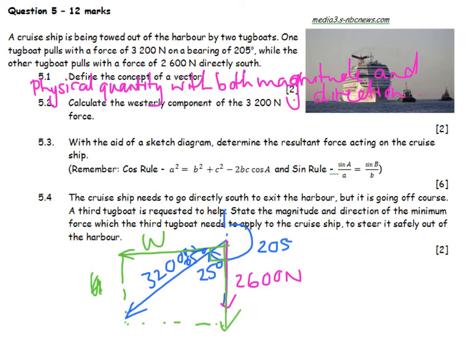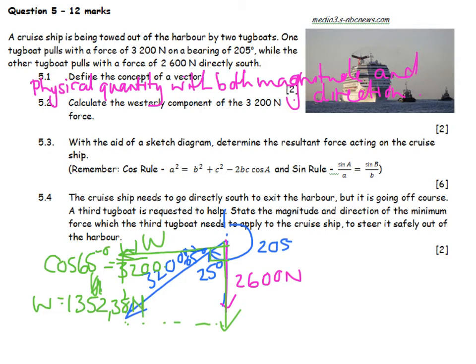I can say cos of 65 degrees is equal to the adjacent, the westerly component, divided by 3,200, and I land up with that westerly component being equal to 1,352.38 newtons.